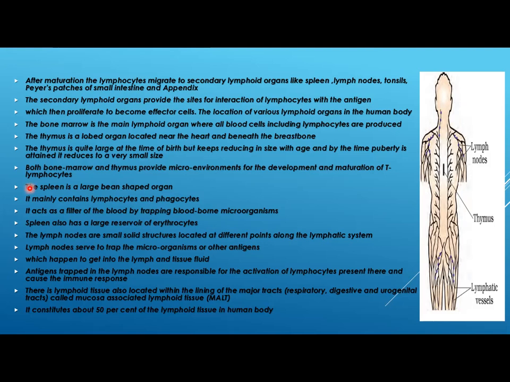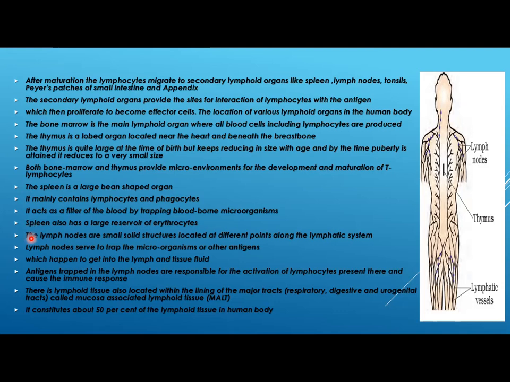The spleen is a large bean-shaped organ. It mainly contains lymphocytes and phagocytes. It acts as a filter of the blood by trapping blood-borne microorganisms. Spleen also has a large reservoir of erythrocytes.